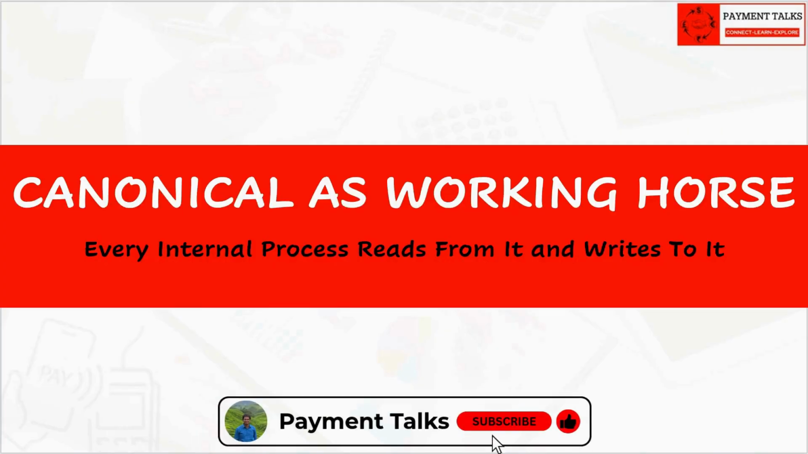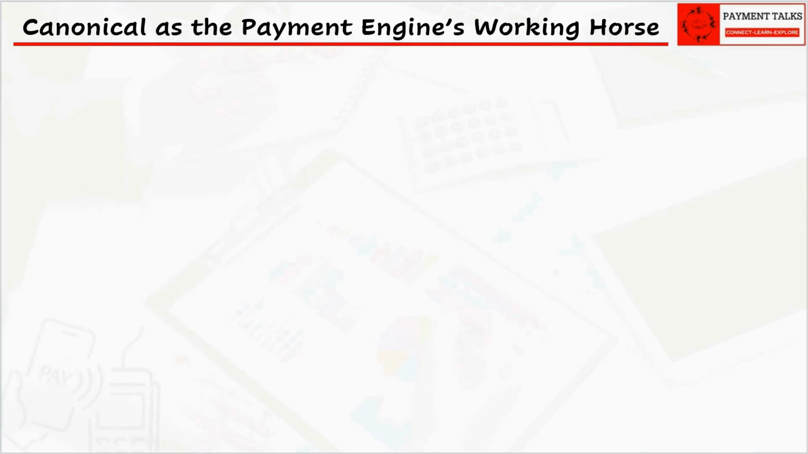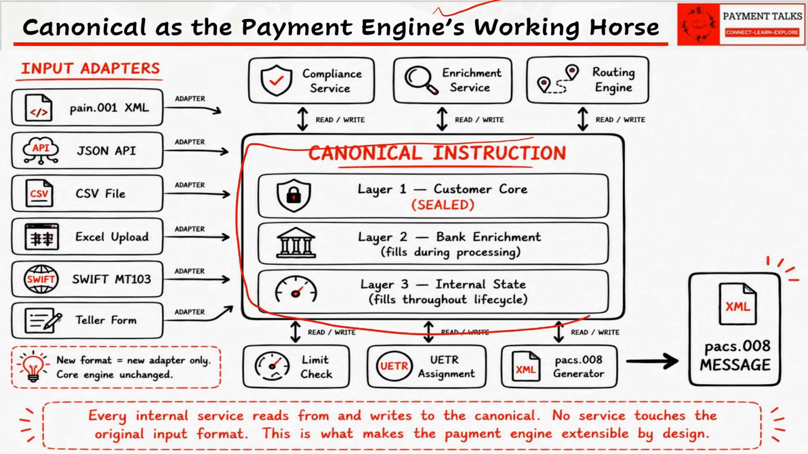Now, let me show you how the canonical functions inside the payment engine in real operation. Think of the canonical instruction as a hub of a wheel. The compliance service connects to it. It reads the debtor, creditor, and ultimate party fields from layer 1. It runs its screening. It writes the clearance status back to layer 3.